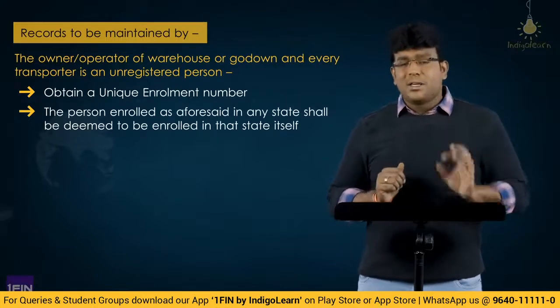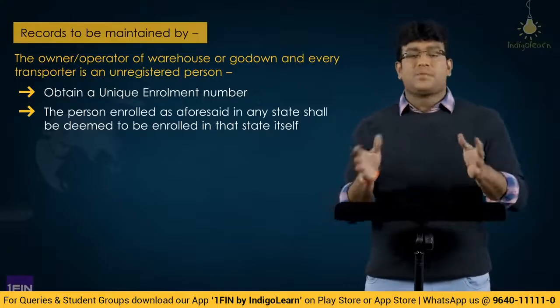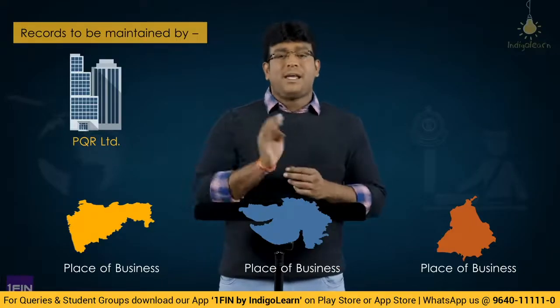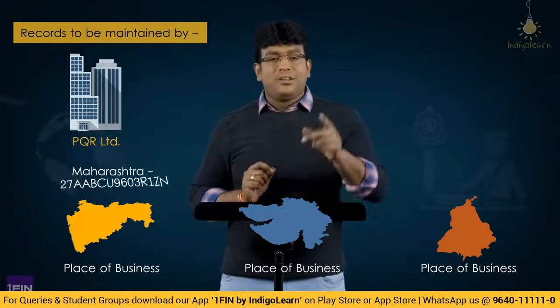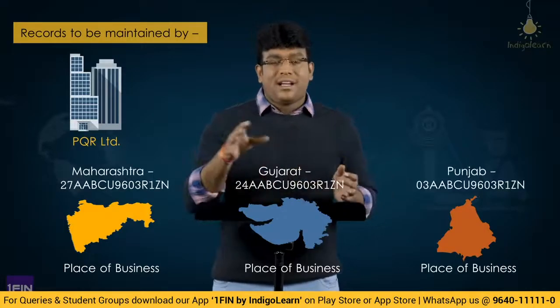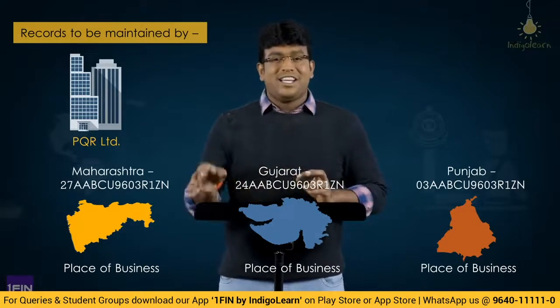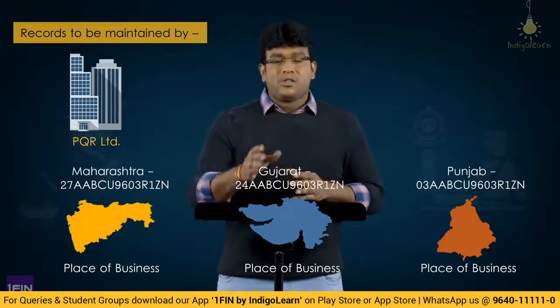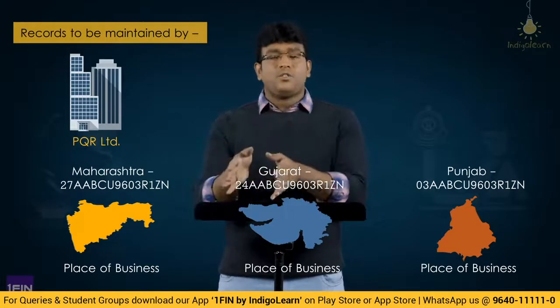Let's take an example of a transport company. For example, let's say there is one transport company known as PQR Transporters. PQR Transporters has places of business in Maharashtra, Gujarat and Punjab. In these three places, they will have separate GST numbers, even though the PAN is the same, because we know that they are regarded as distinct persons, where the PAN is the same but the GST number is different. Because under GST law, registration is to be obtained state-wise. So PQR Transporters has obtained separate registration in Maharashtra, Gujarat and Punjab.